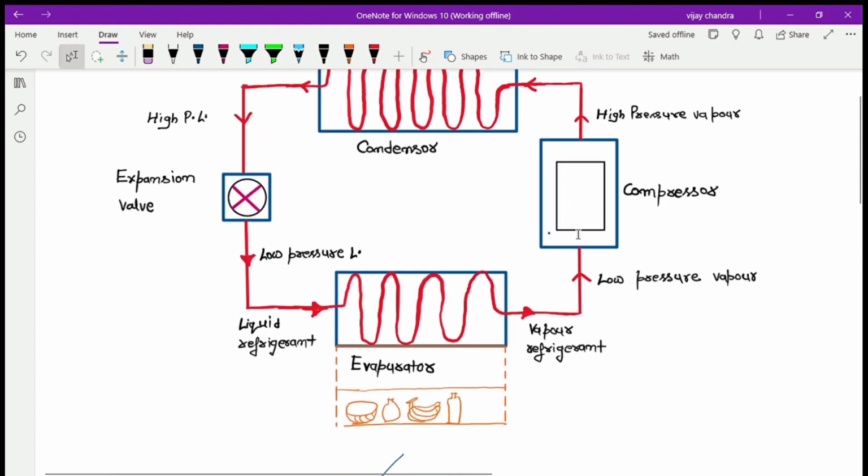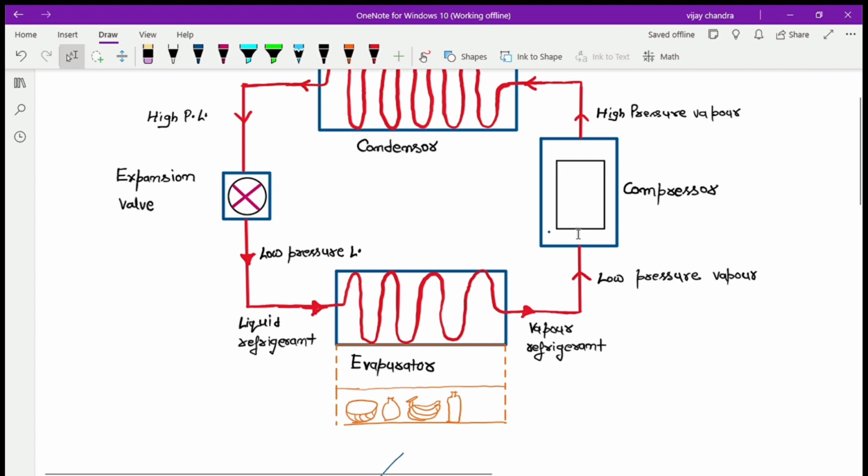So this is the flow diagram. Basically the parts of this refrigerator are shown here. The first part is the evaporator, the second part is the compressor, the third part is the condenser, and the fourth part is the expansion valve.